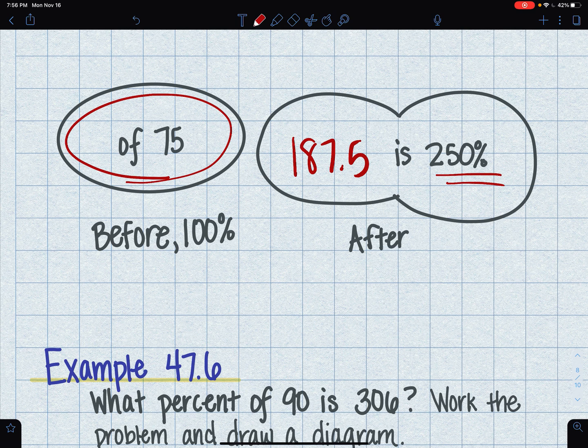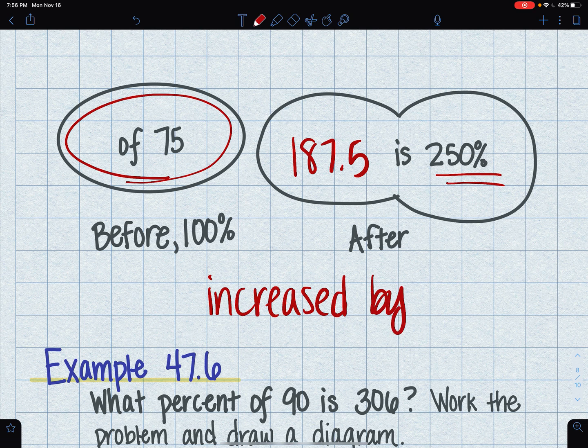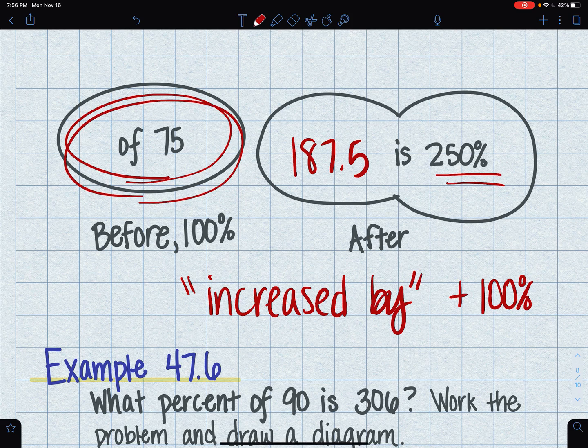Okay, so write me a little note if that one is super confusing, because that one was confusing to me. And the key words to be aware of are increased by. If you see those words, increased by, then read it very carefully, because you might need to add 100% to it, assuming that you got the entire base back already.